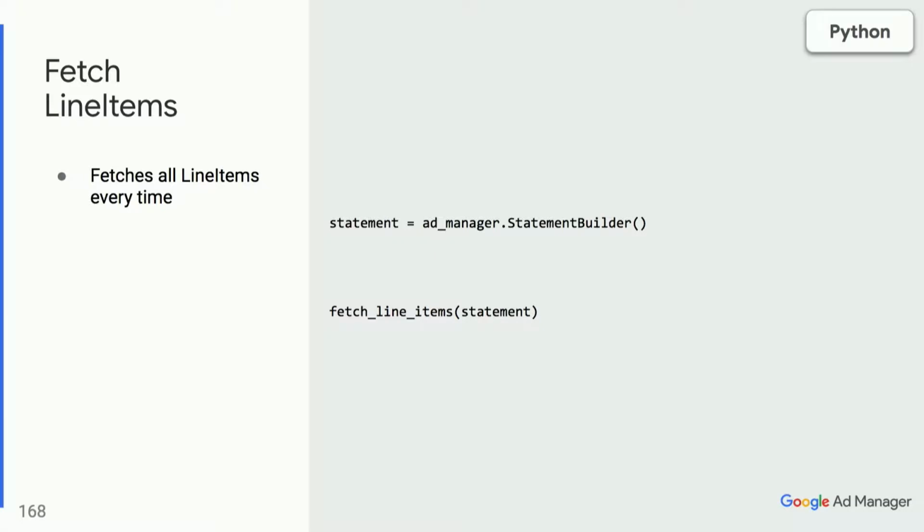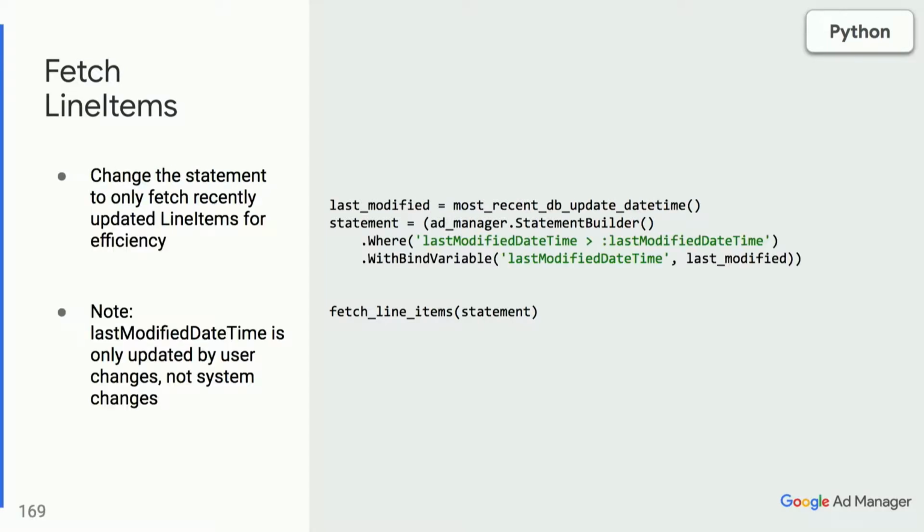So first, we'll look at network entities. First, we want to fetch our line items, and this would do it if you just define an empty statement using a statement builder. Here we're using our Python client library utilities. The problem is this would fetch every line item every time, and if you're fetching this on a regular basis, there are better ways to do it.